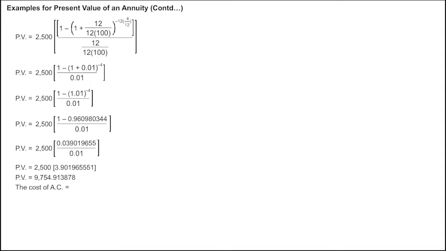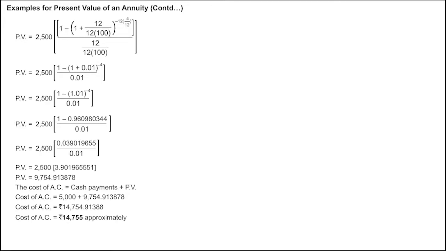9754.913878. So the cost of AC is cash payment plus present value. So cash payment is 5000, so 5000 plus 9754.913878 will give you 14,754.91388, which can be approximately taken as 14,755. So the cost of AC is equal to rupees 14,755 approximately. So we look into another problem with a little variation but application of present value.